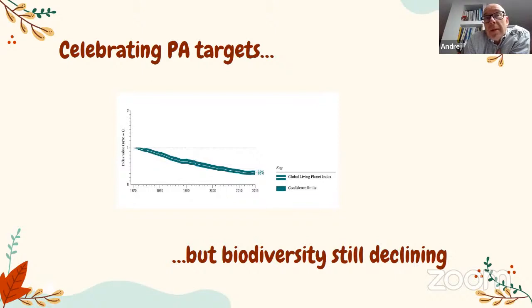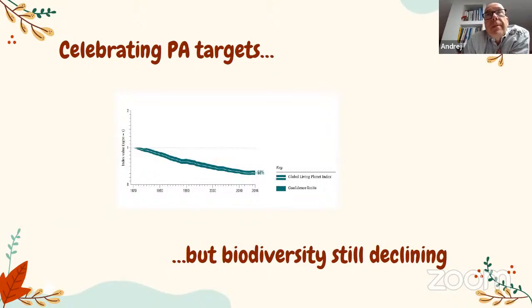But at the same time, I said that the curve of the extent of protected areas is totally opposite. In the year 1917, it was, let's say, almost 0. And now we have 17% of inland and almost 10%, or 9%, of the oceans under protection. So what is wrong? Why is biodiversity still declining?